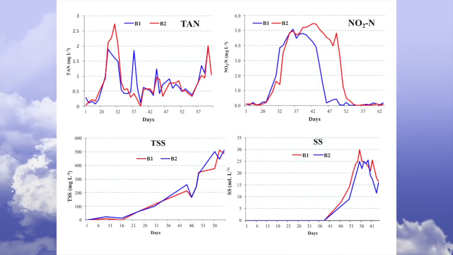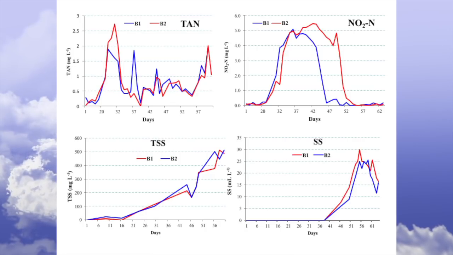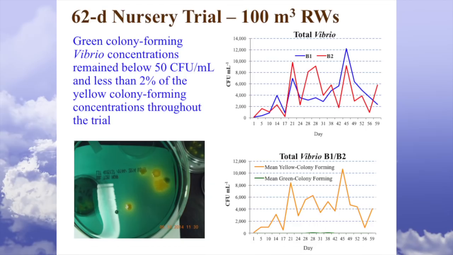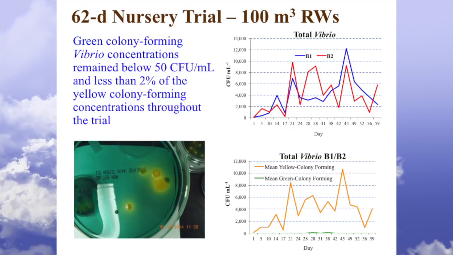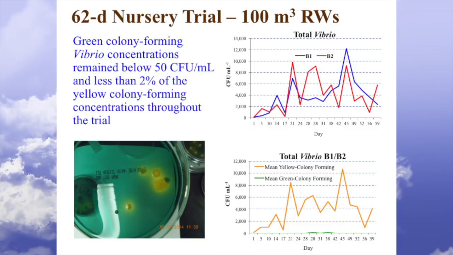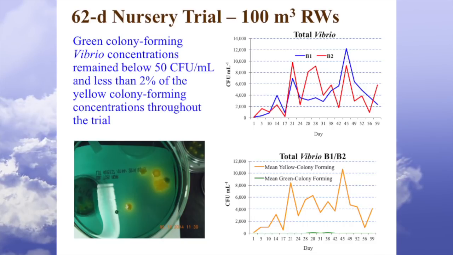Here you see the ammonia, nitrite, and other indicators that stayed very low, and total suspended solids and soluble solids. And here again, we monitored the bacteria on TCBS, the green and yellow forming bacteria, and as you can see, a very low level of green-forming bacteria, Vibrio, and yellow.